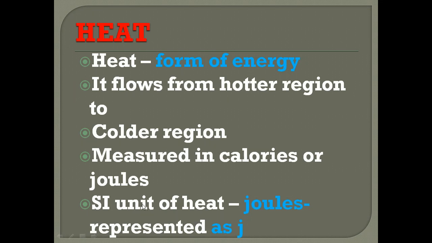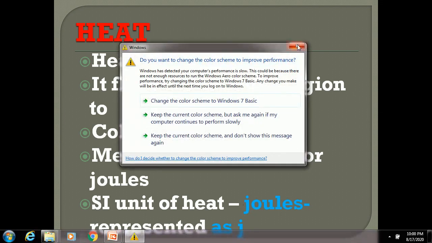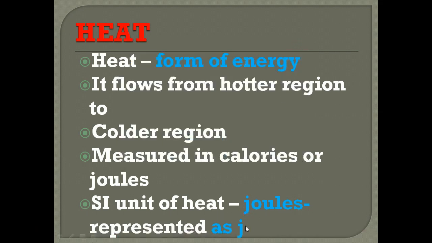So, what is the SI unit of heat? Joule. It is represented by the letter J. While writing the SI unit of heat, that is joule, we should not use a capital letter J. Always we have to use a small letter. So what is the SI unit of heat? Joule, which is represented by the letter J.